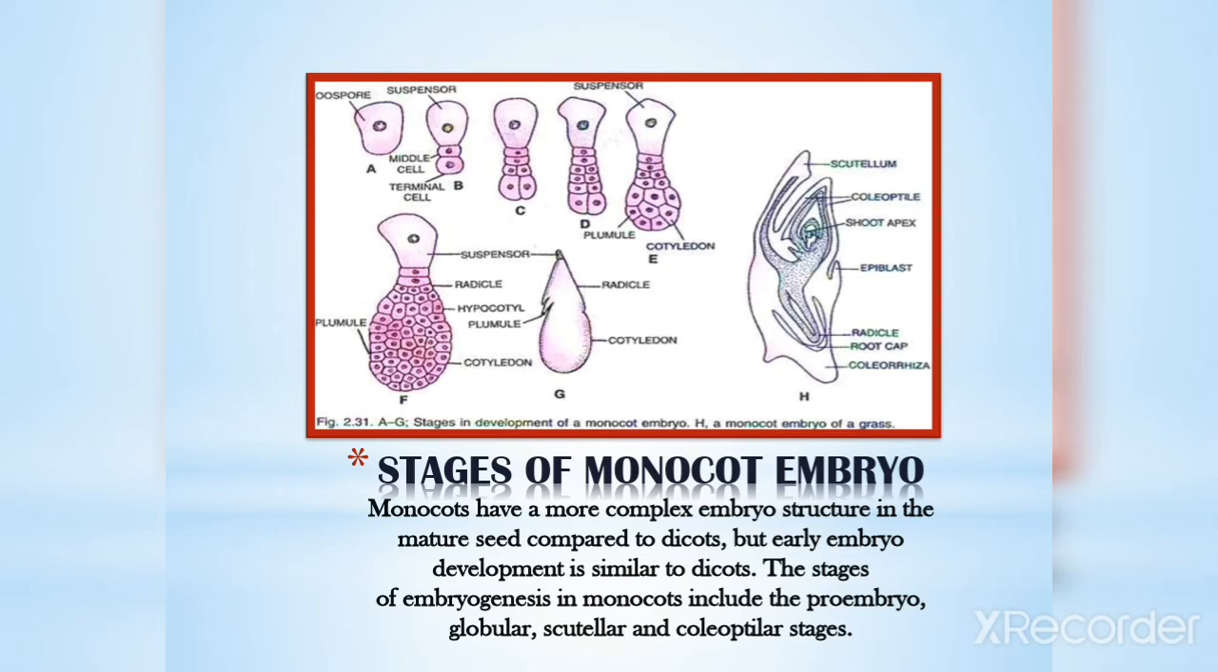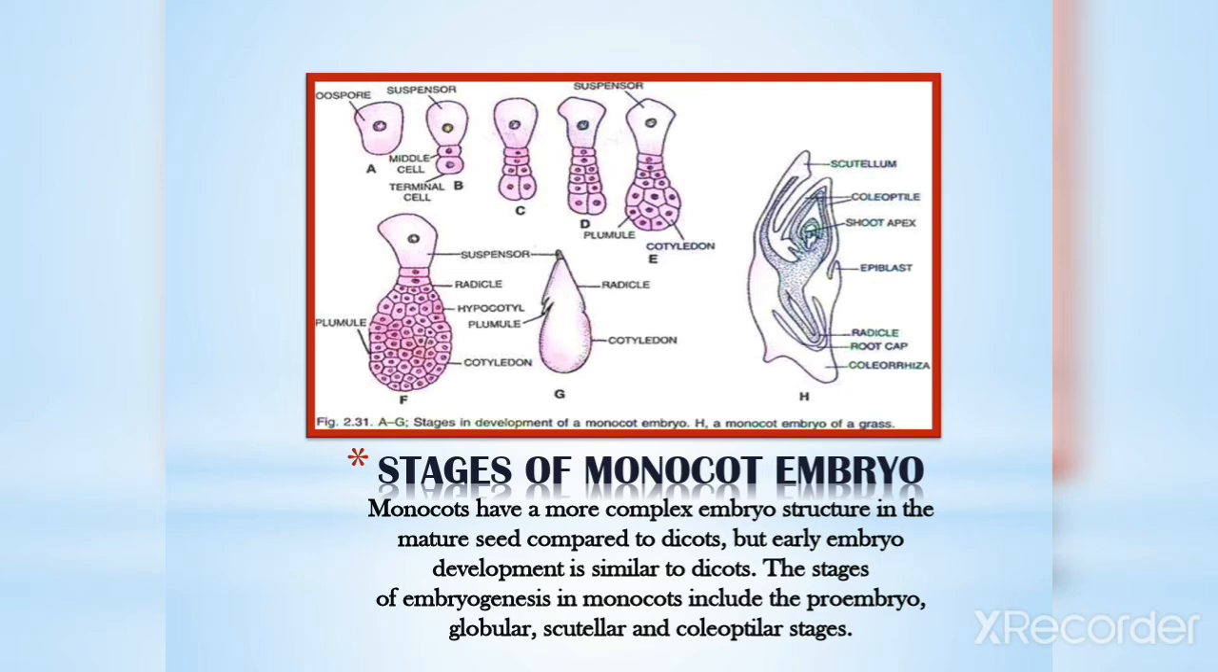So monocots have a more complex embryo structure in the mature seed compared to dicots, as early embryo development is almost similar to the dicots. The stages of embryogenesis in the monocots include the proembryo, globular, scutellar, and coleoptile stages. This is what you should remember here: the scutellar and coleoptile stages are present.